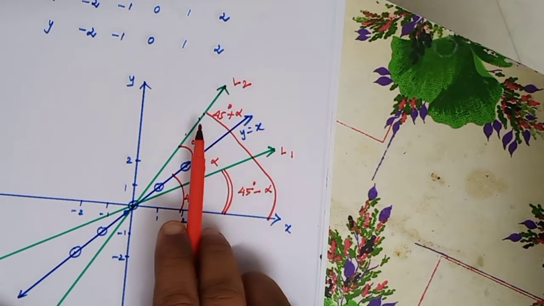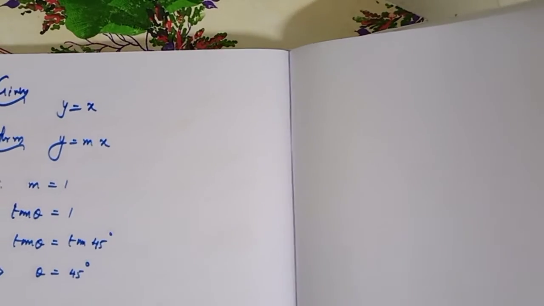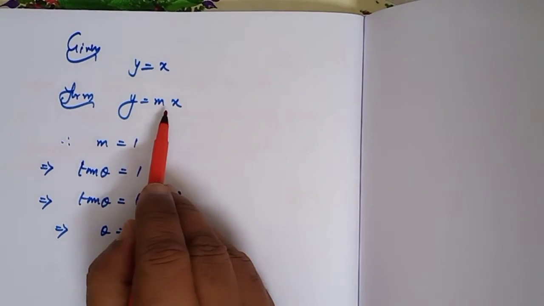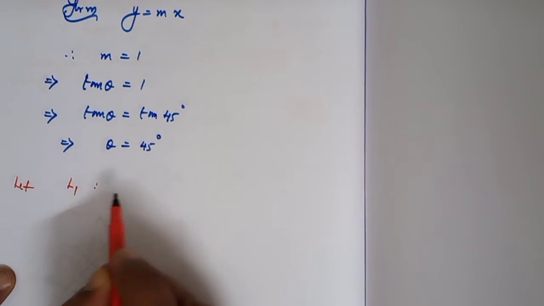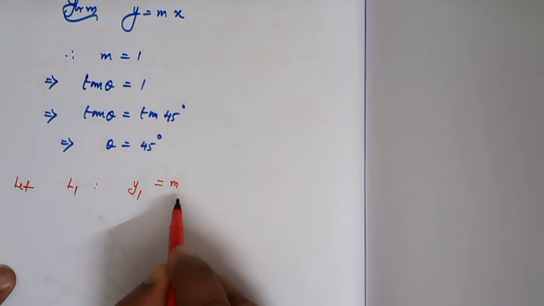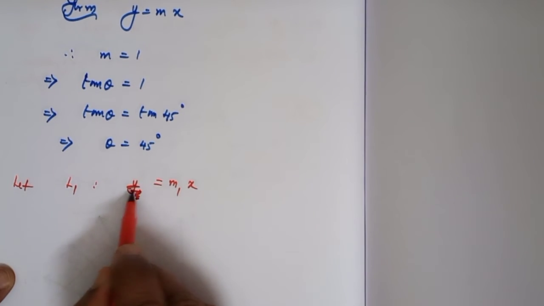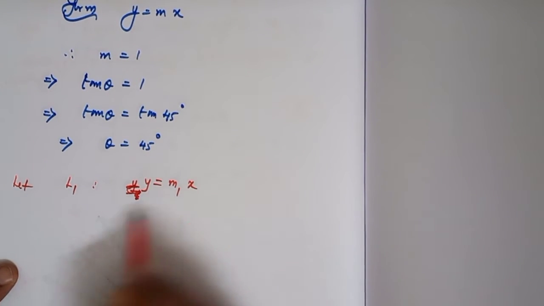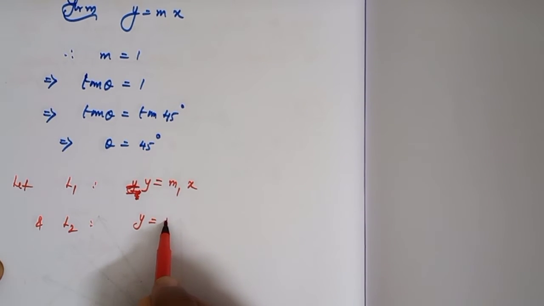Since L1 and L2 both pass through the origin, I consider the equation of L1 as y equal to m1x. Whenever the line is passing through the origin, you can write y equal to mx. Here I consider L1 as y equal to m1x, and L2 as y equal to m2x.